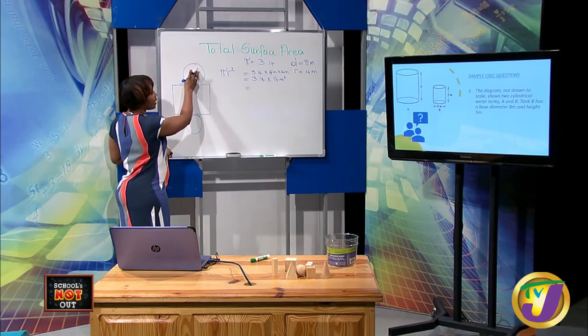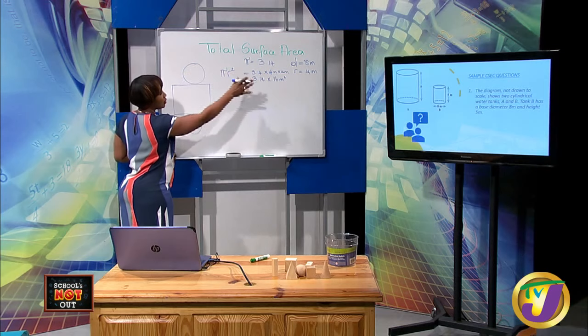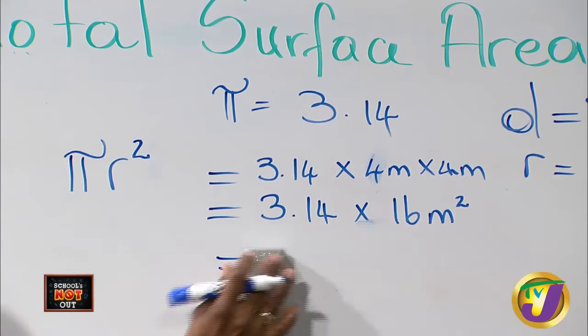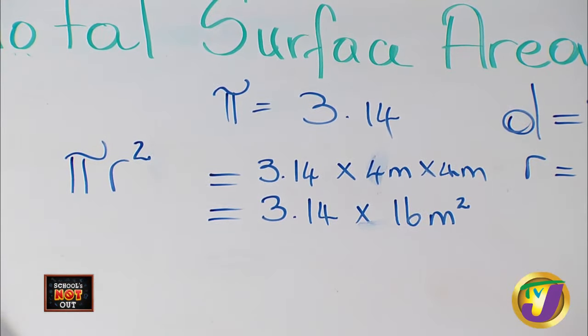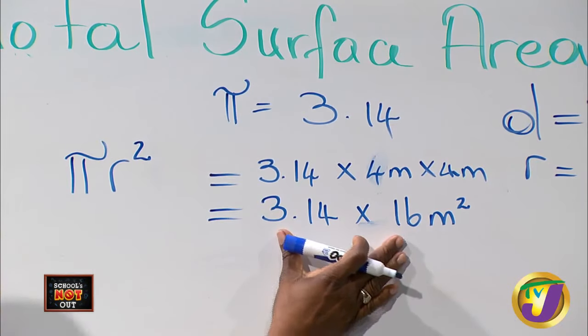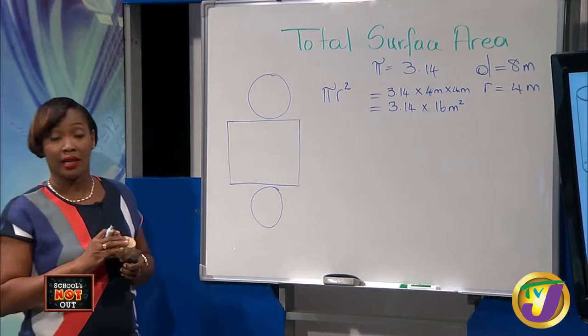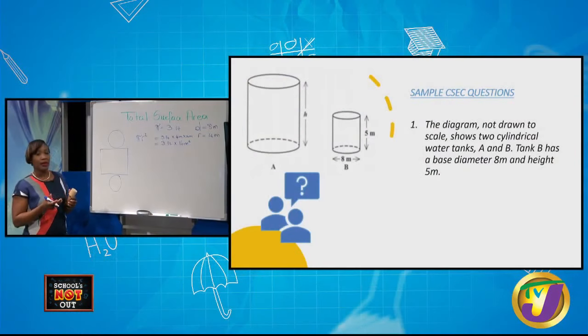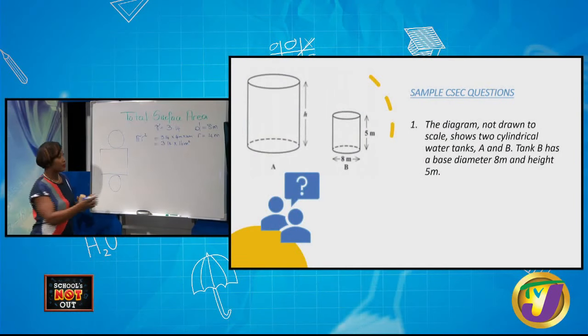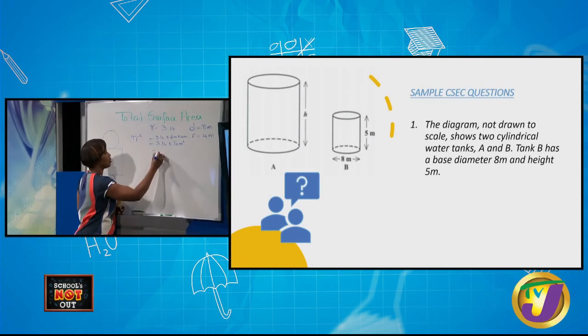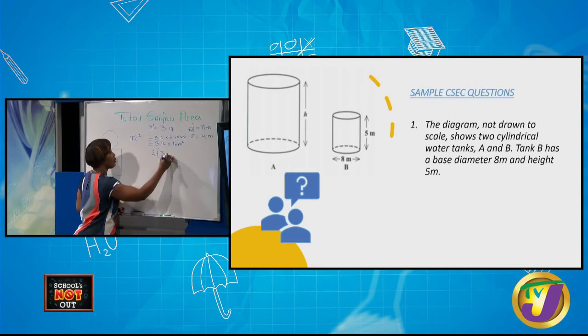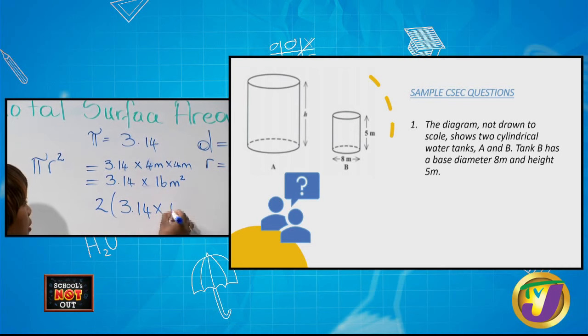I'm going to show it to you in total, but for now, this would give us the area of one circle. But how many circles do we have in this particular solid? We have 2 circles. Therefore, we're going to have to multiply by 2 whatever we're going to use for one circle.